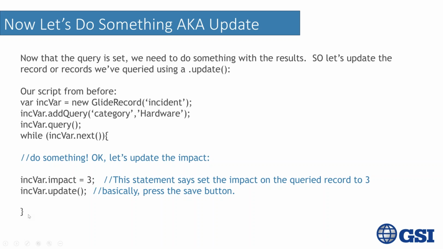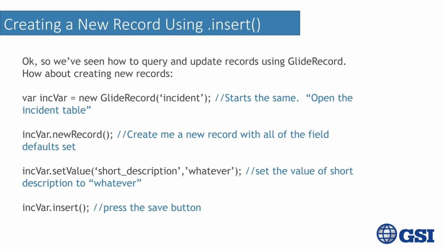All right. So other things we might do is we might create a new record. How is that different from a query? We're not really going to run a query, but the first statement stays the same, right? We declare a variable, we call it a new GlideRecord incident. Open up the incident table, right? And then we have this statement where we're taking our variable dot newRecord.